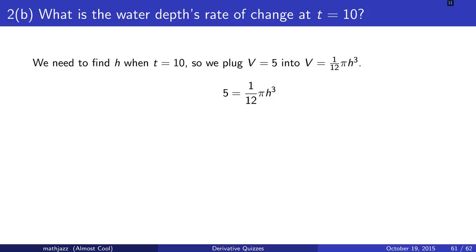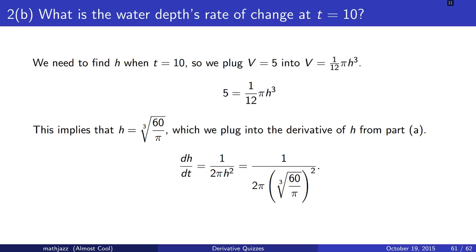Part B was, what is the water depth's rate of change at t equals 10? So we plug in t equals 10. Well, we recognize that since the water is pouring into the cone at a rate of 1/2 cubic feet per minute, then when t equals 10, we've had 10 halves of a cubic foot of water, which is 5 cubic feet of water, pour into the cone. So we plug 5 into our volume equation and solve for h.